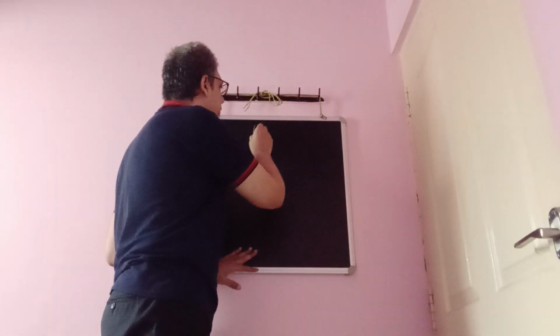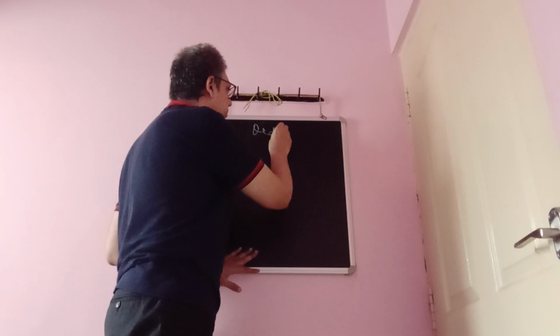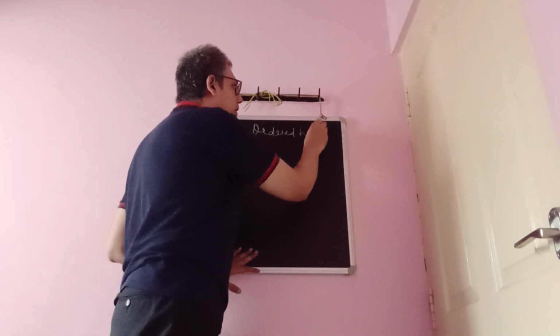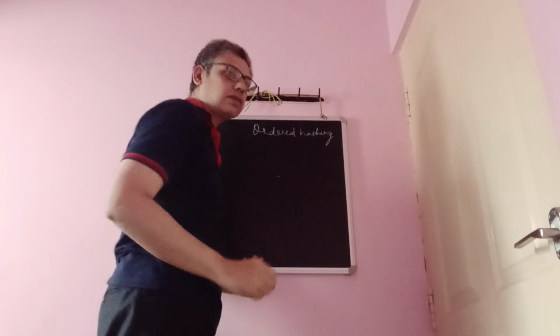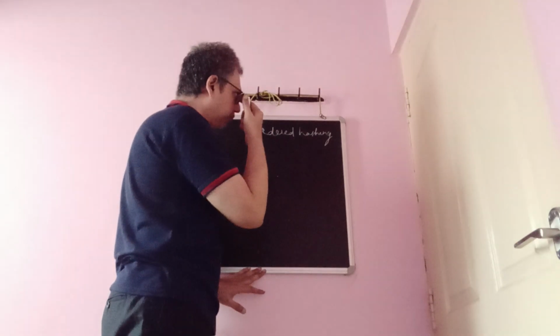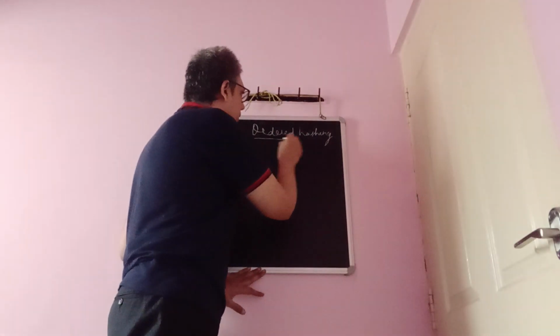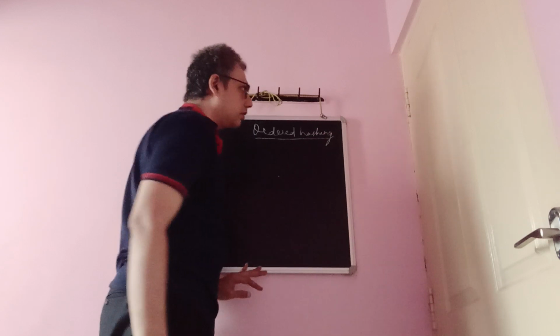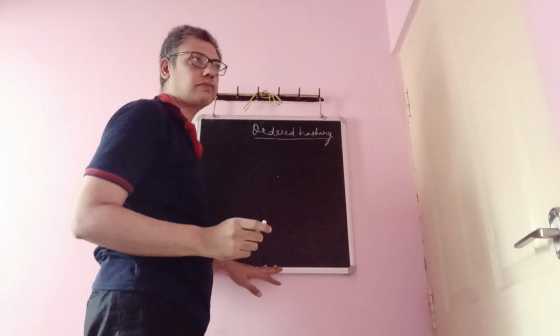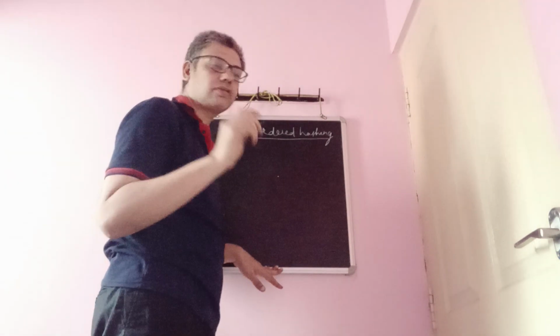This is a video on ordered hashing, particularly of strings, although it can be used for coding other forms of information as well. Basically there are two forms here. One is for numbers and the other is for strings.